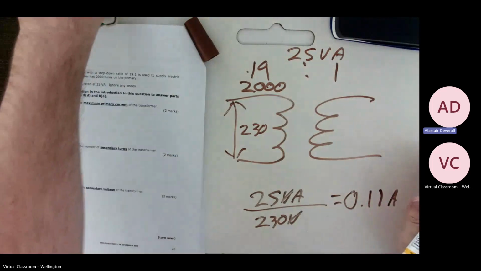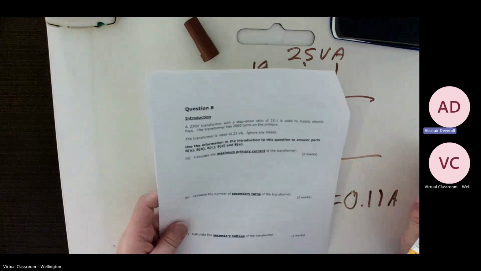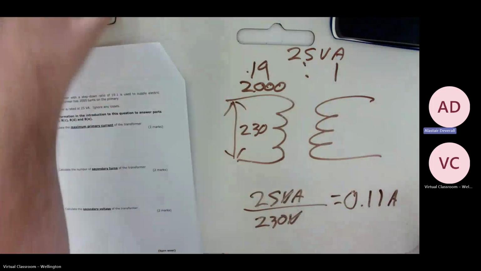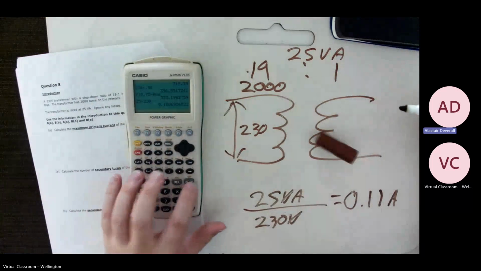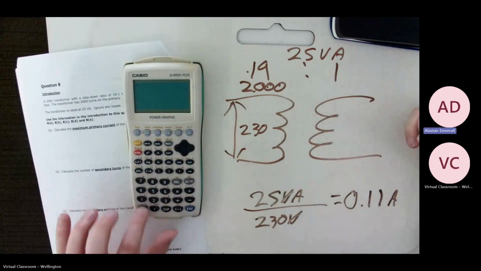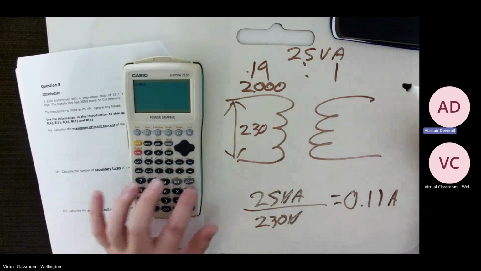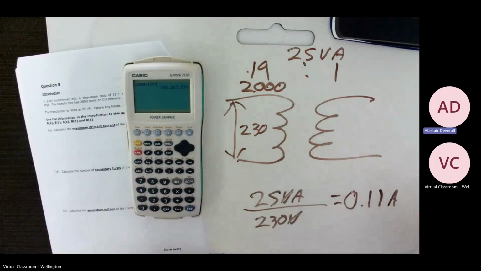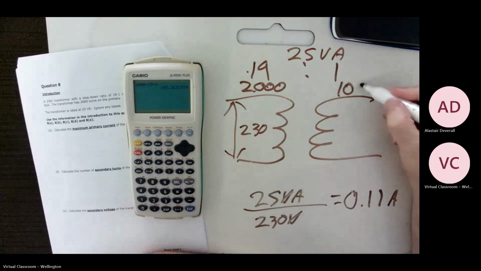Now, moving on to the next one. Calculate the number of secondary turns of the transformer. So, what we want to do for this one is grab our 2,000, and then we divide it by 19, and then times that by 1. And that gives us 105 turns.